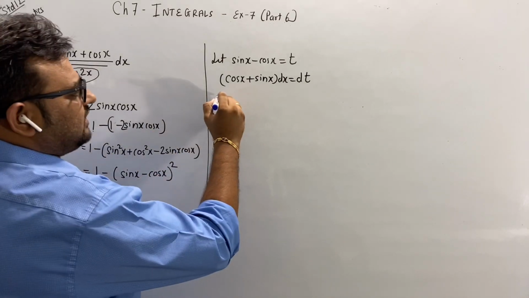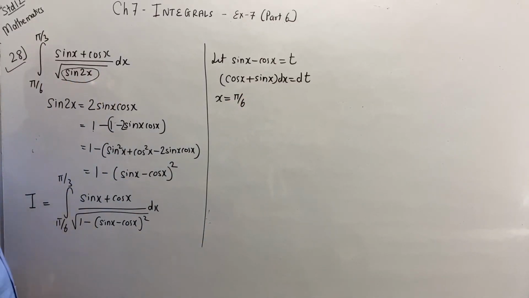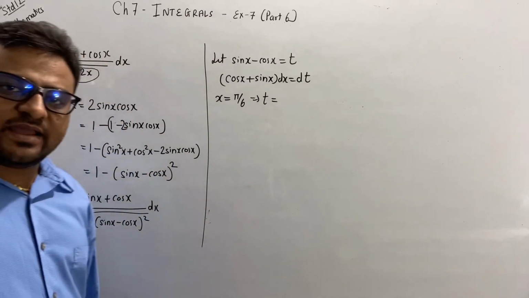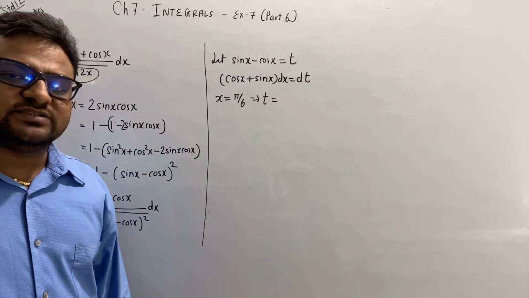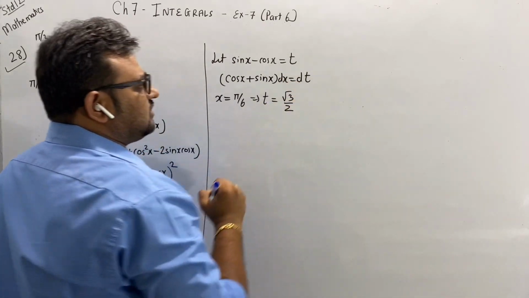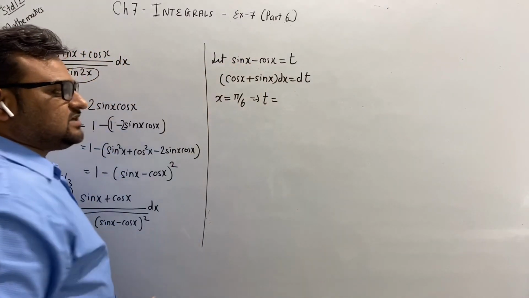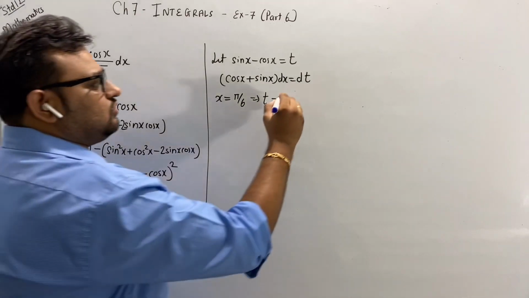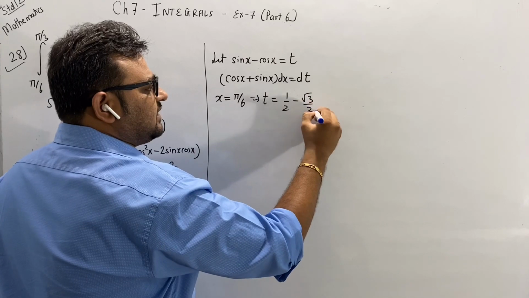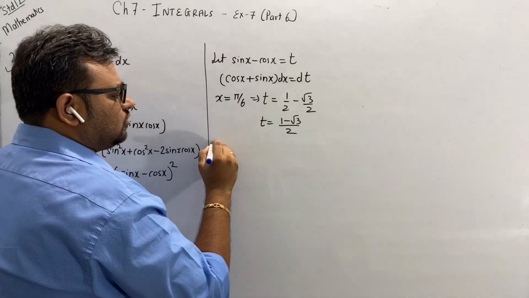Now when x is equal to pi by 6, the lower limit, what will be t? Sin pi by 6, that is 1 by 2, minus cos pi by 6, root 3 by 2. So t will be equal to 1 minus root 3 upon 2.